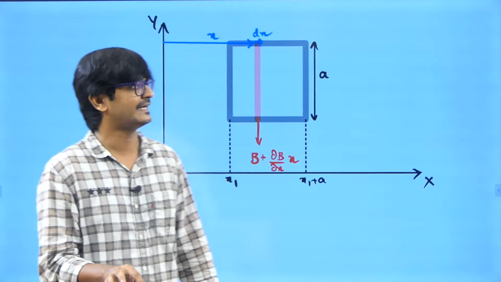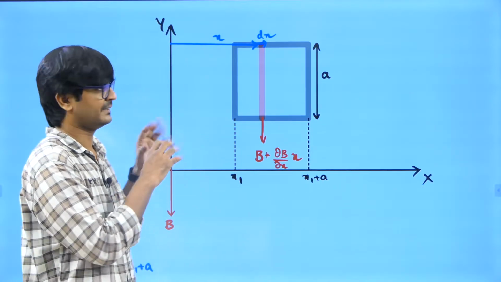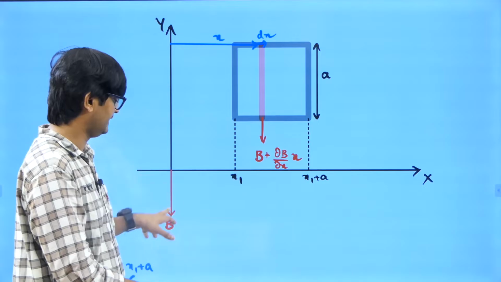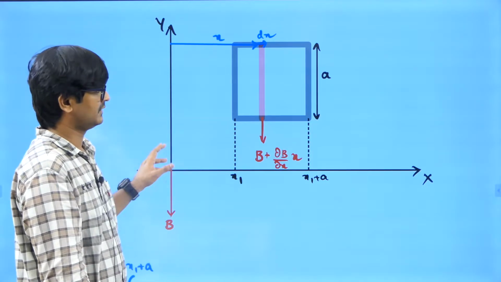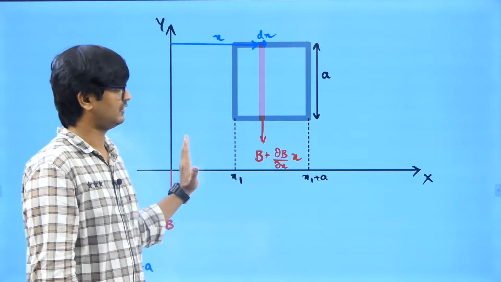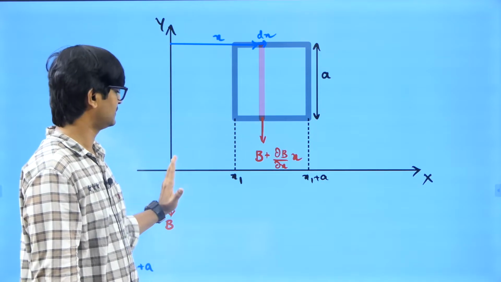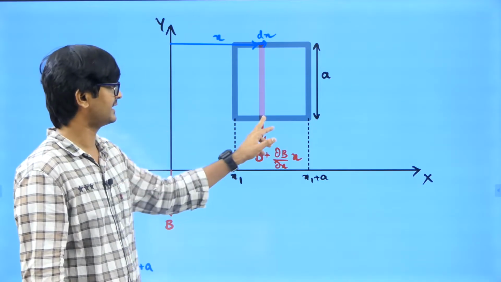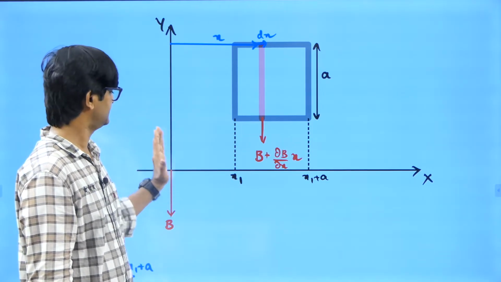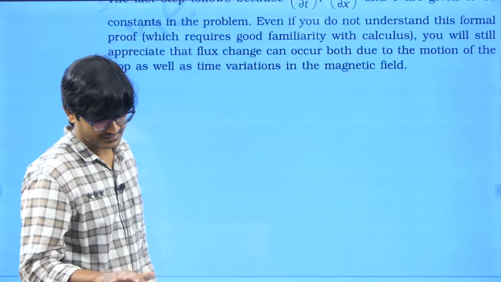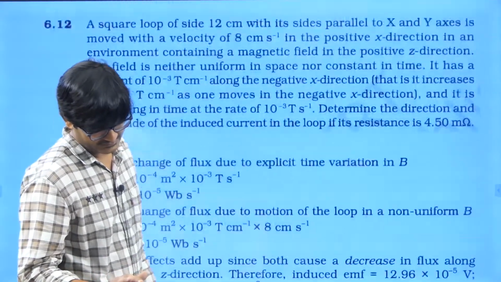Now what I am doing is, at any time when I take a picture, it looks like this. The magnetic field here I assume as B. The magnetic field varies with distance along the x-axis this side. So at x equal to 0, I assumed it as B. So what is the magnetic field here? According to the given question, it is B minus 10 power minus 3 into x.